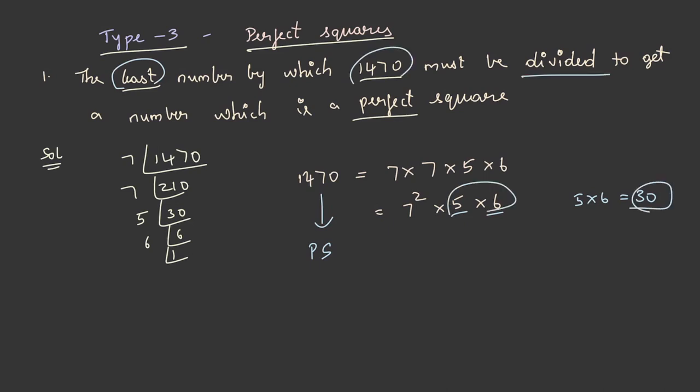When 5 into 6, that is 30, is removed, 7 square turns into a perfect square. So 5 into 6 is the least number which can be divided to 1470 in order to make it a perfect square.